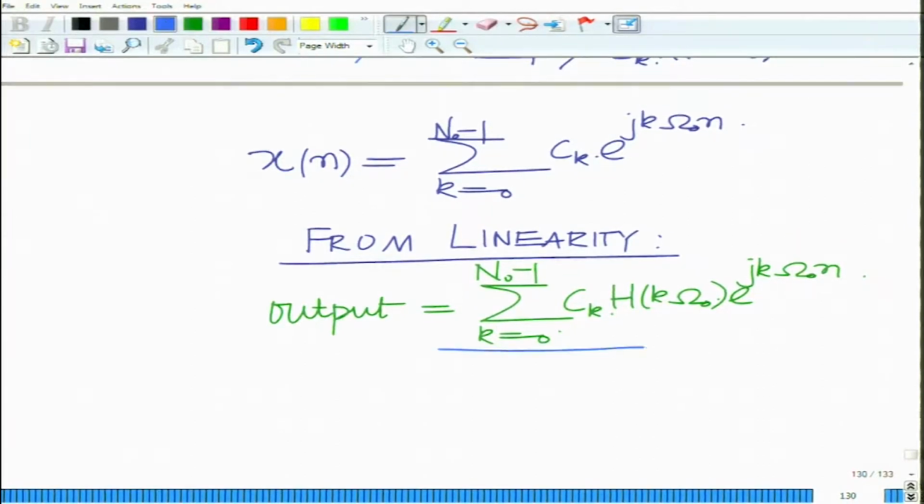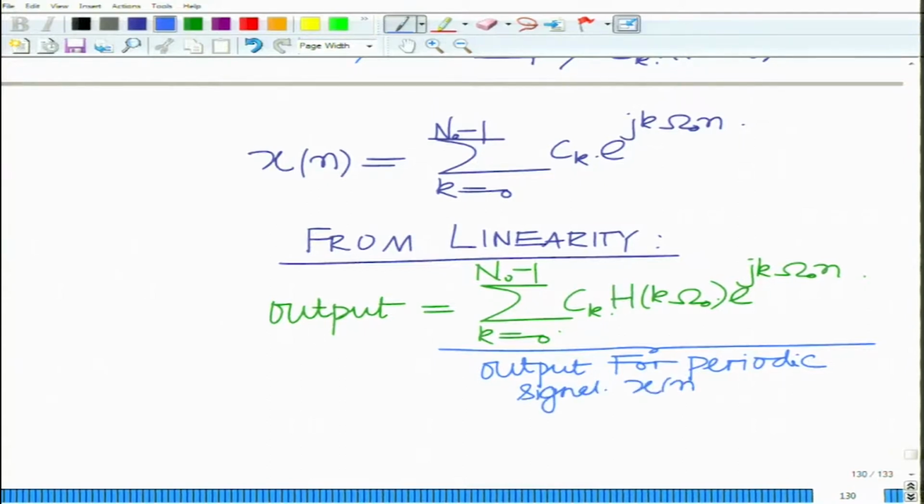So, this is your output for the periodic signal x n with period N naught, equals 2 pi by omega naught. All right. You can see that if the input is periodic, the output is also periodic.